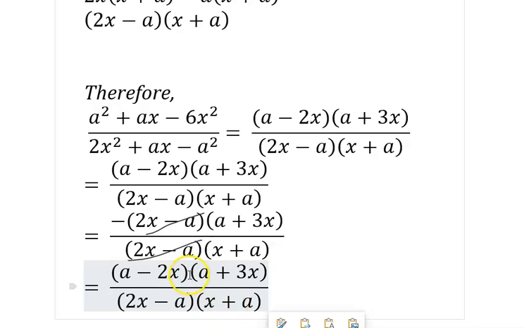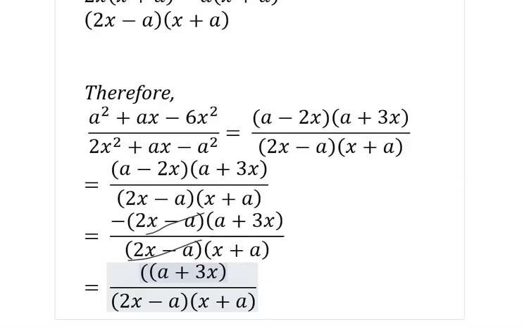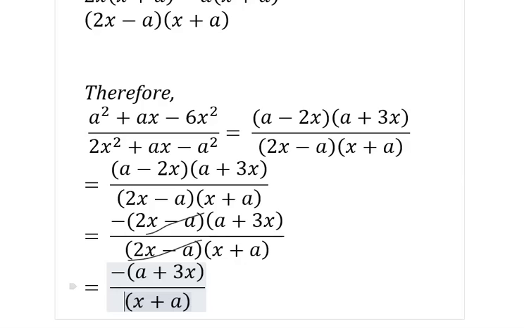So we'll be left with what we have here. This one has gone. We are left with minus here, and this one has gone. Awesome. So this is our final answer, a plus 3x with minus outside plus x plus a. So we've been able to iron out that.